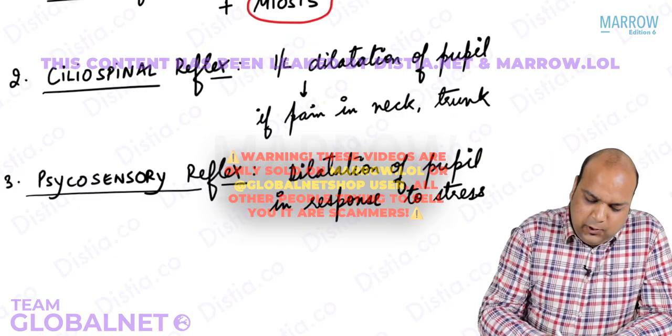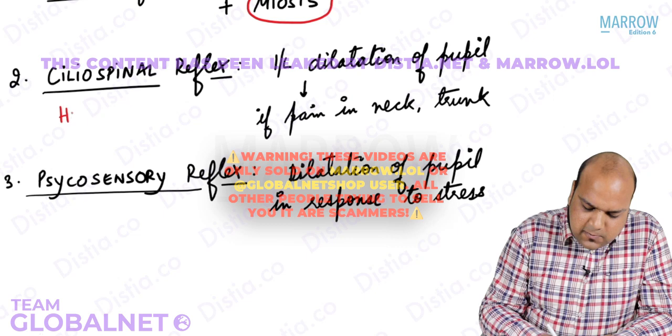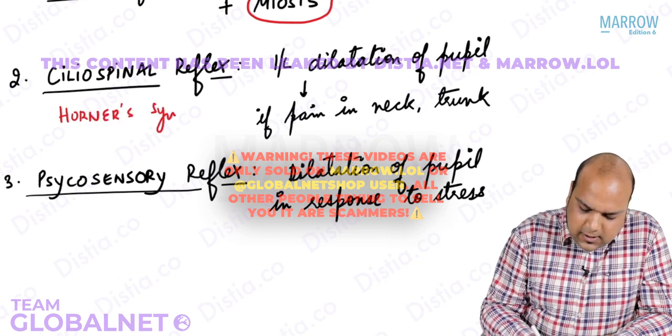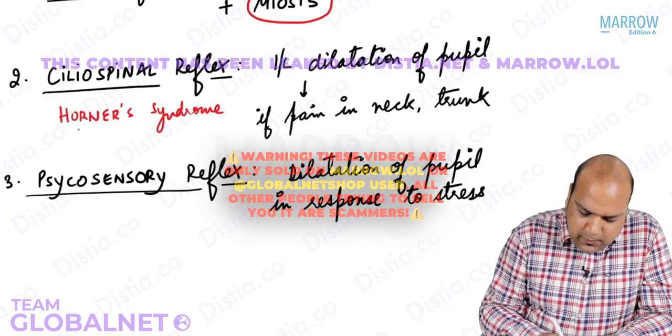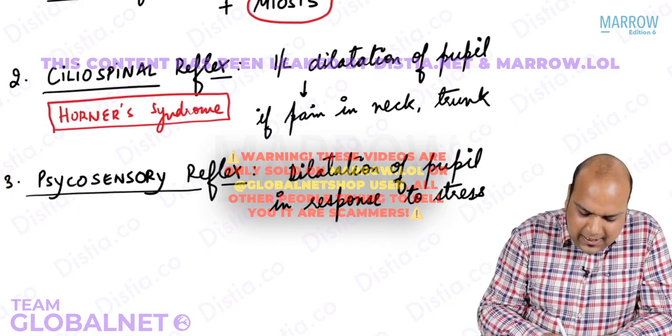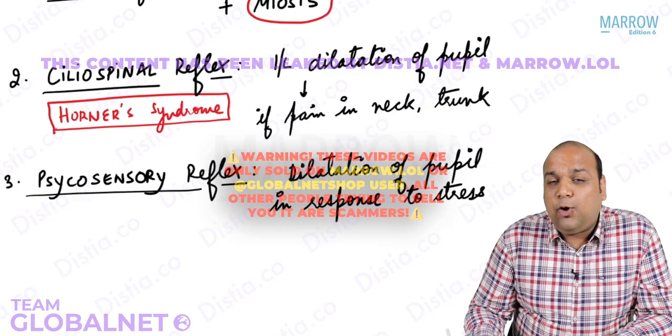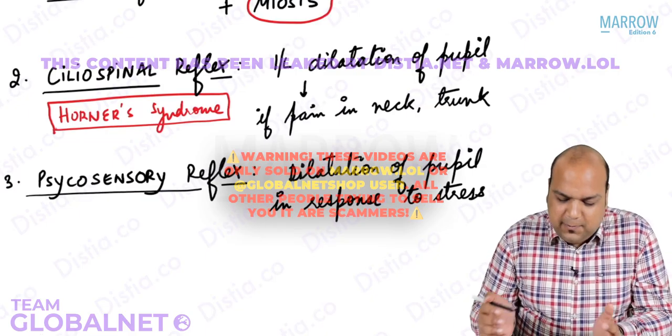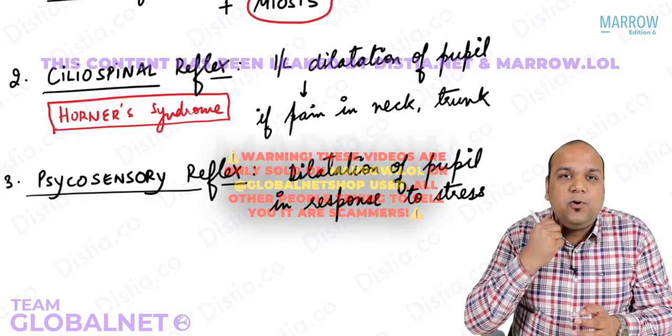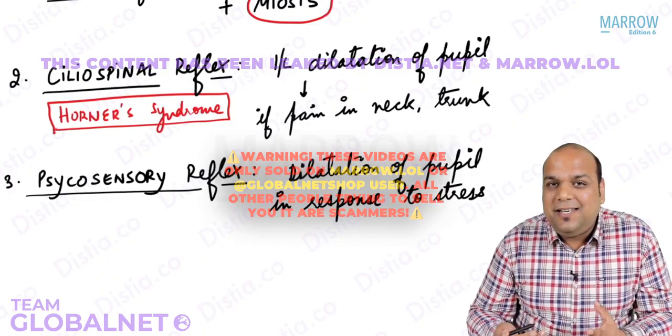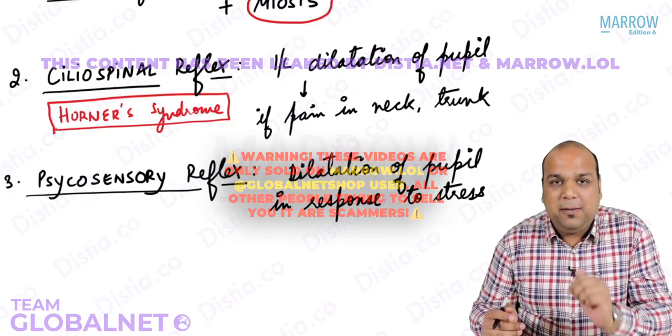Okay. Now, you may remember that ciliospinal reflex is lost in Horner's syndrome. I hope you remember the mnemonic MAPLE, maple, everybody. L for loss of ciliospinal reflex. So the pupil is not able to dilate in response to the pain generated on pinching in the neck or the trunk. Am I absolutely making myself very clear?